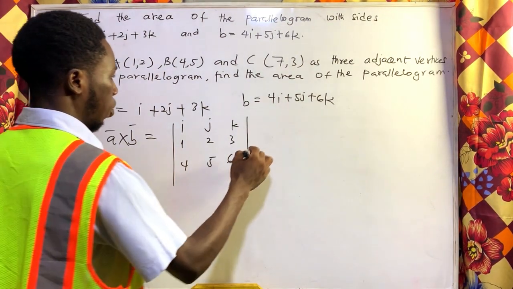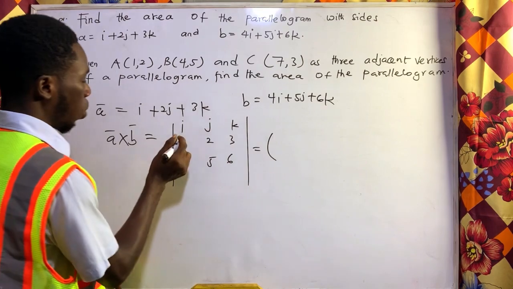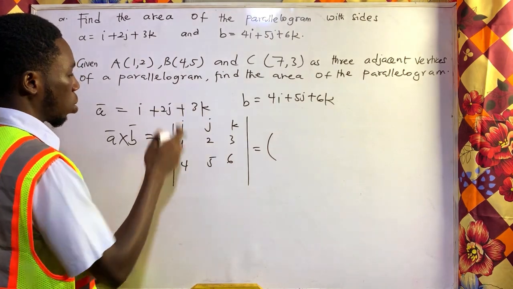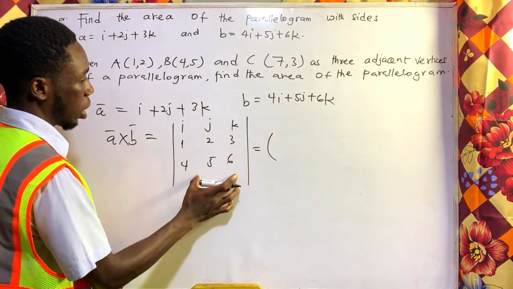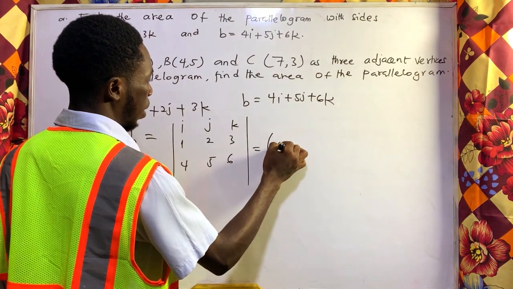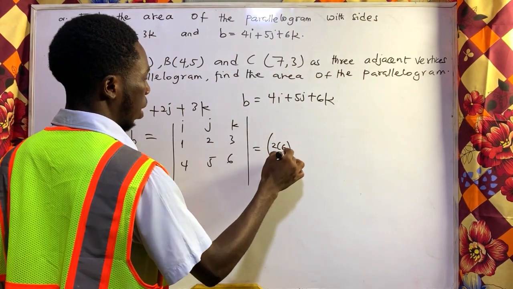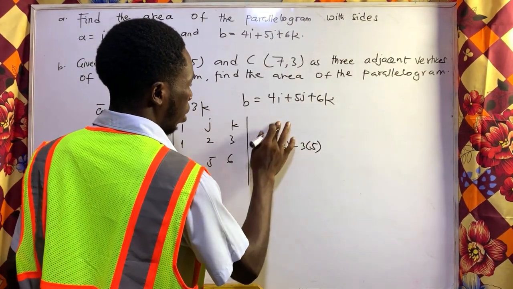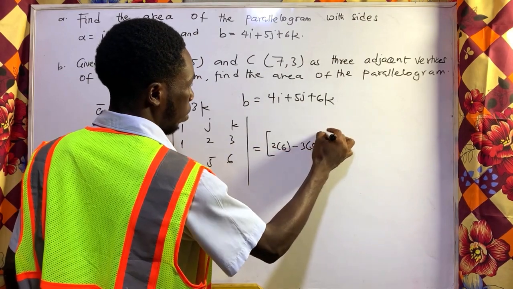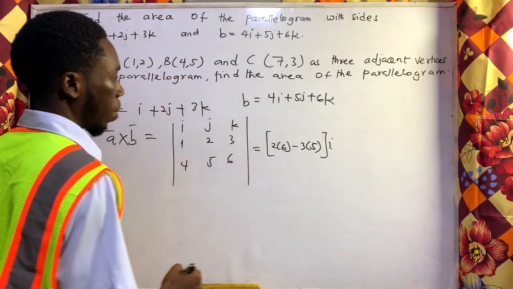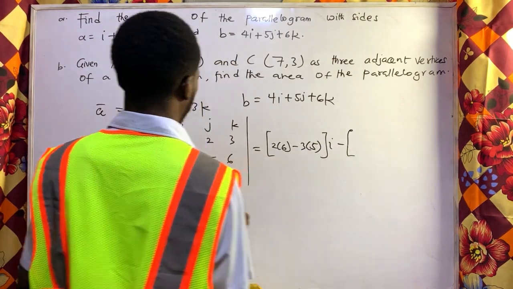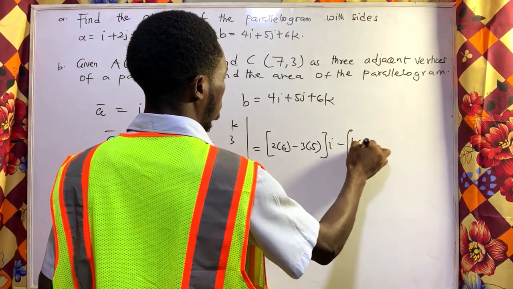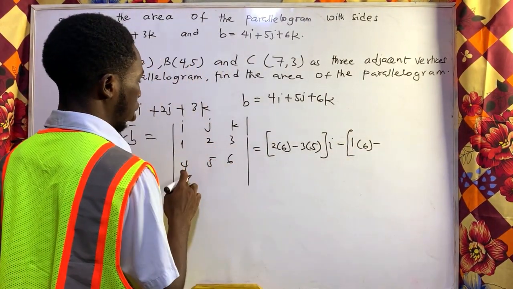For that, when I cover i, this whole row is gone, and this column is covered, so I'm just left with this part. I'm going to have 2 times 6 minus 3 times 5. Then we use square brackets here, and bring our i here. Minus. Now let's cover j, so this part and this part is gone. We're going to have 1 multiplied by 6 minus 3 multiplied by 4.